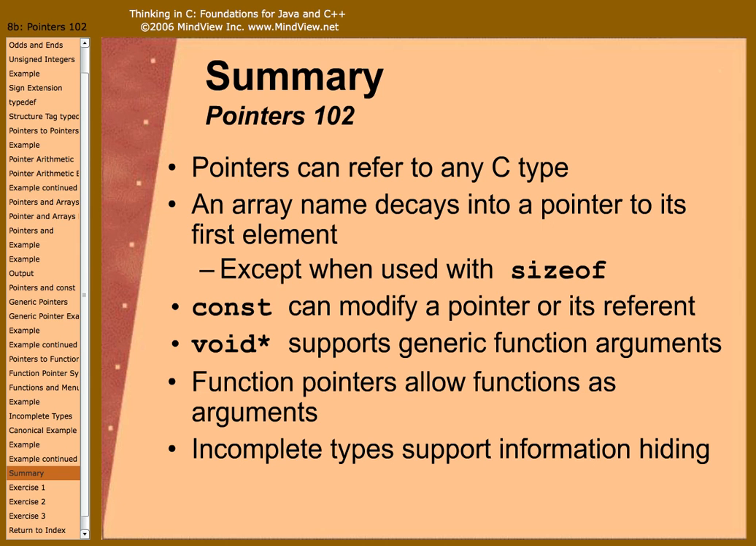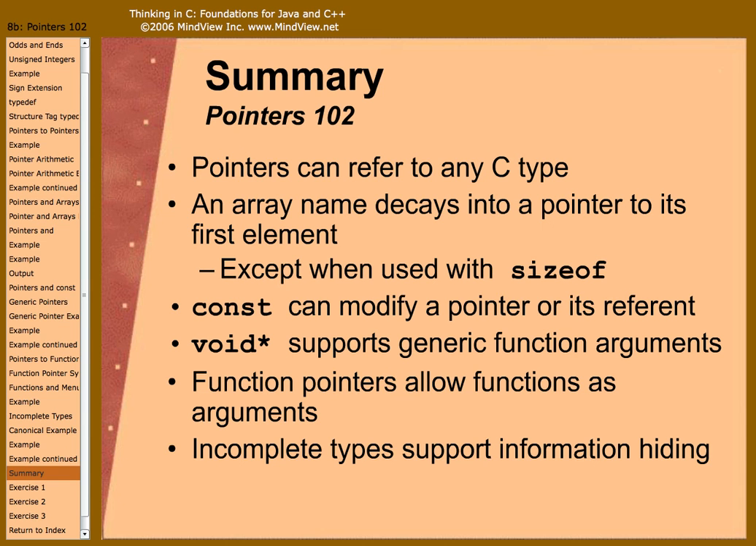Well, we've covered a lot of ground, and this really is the real meat of C. This is the hard stuff, and I hope that this presentation has clarified some of these difficult issues. But in summary, a pointer can refer to any C type, and there are two basic categories of types. There are data types and there are function types, and we have seen pointers to both.